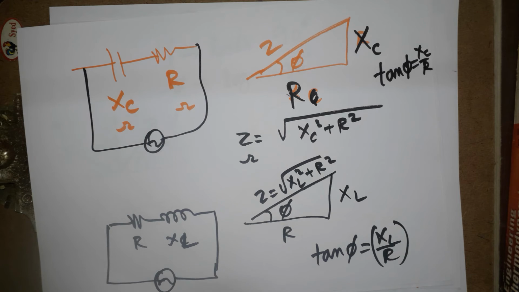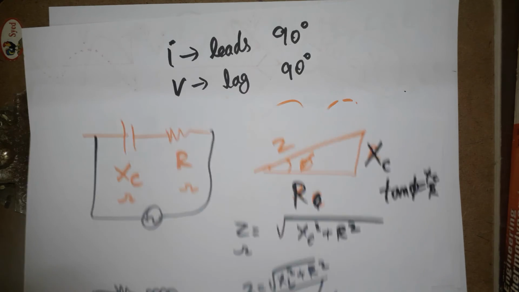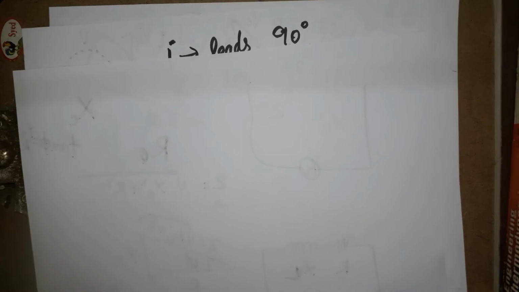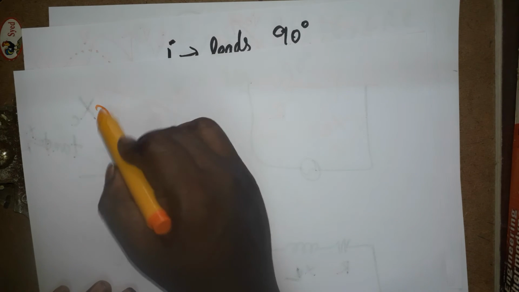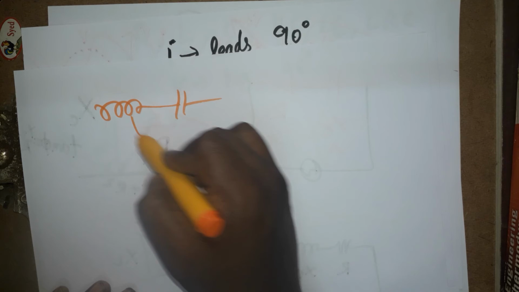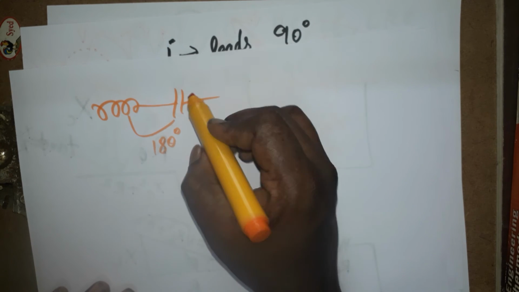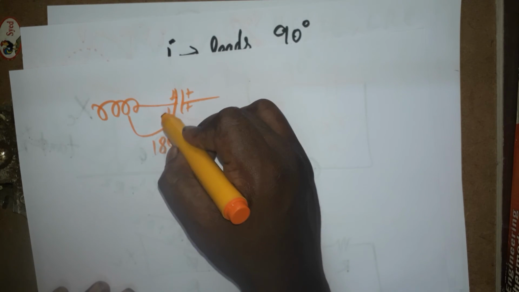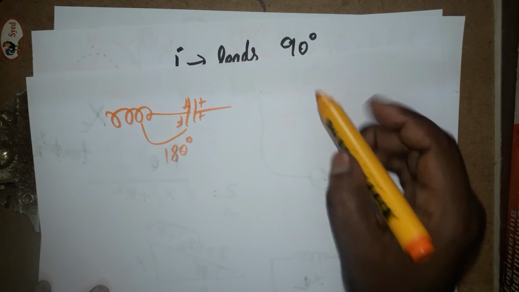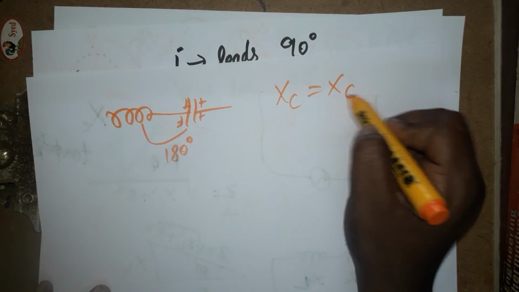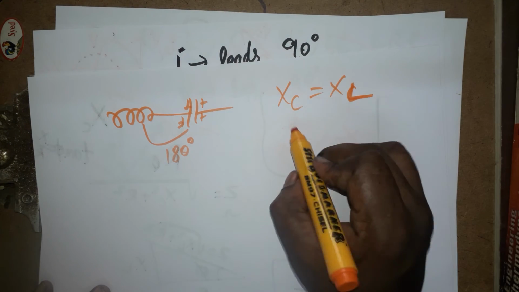Next, this one we can call a tank circuit. When capacitance and inductance are connected, they have opposite phase difference. This difference is 180 degree. So it's going to oscillate indefinitely. So XC is equal to XL. Only in one case we can take it: XC is equal to XL.